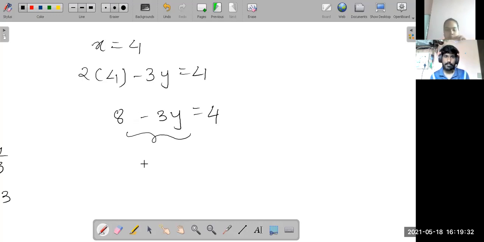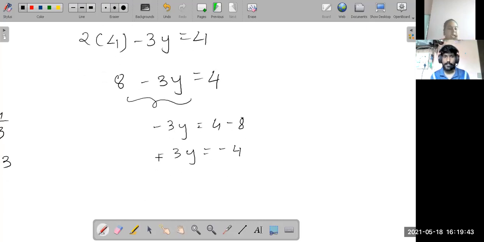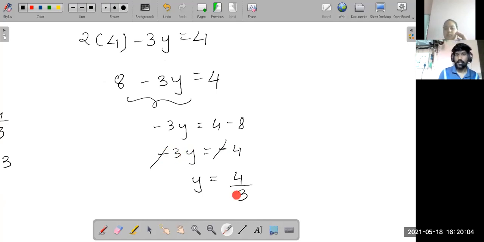Minus 3y equals to 4 minus 8. So how much is 4 minus 8? Minus 4. And then always first cancel the negative sign. See, both sides negative sign is there, so cancel it. So y will be equal to 4 upon 3. Okay, now I hope you understood why I'm not taking minus 3. Minus went away. So since minus went away, the sign for 3 is positive.